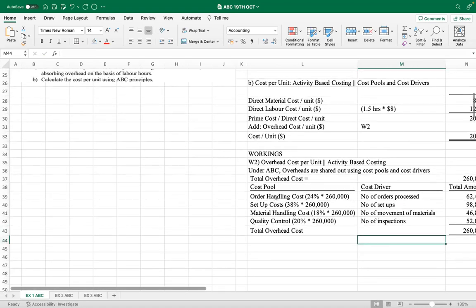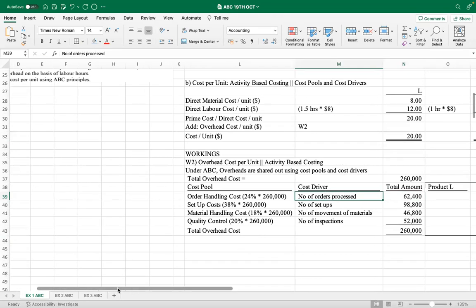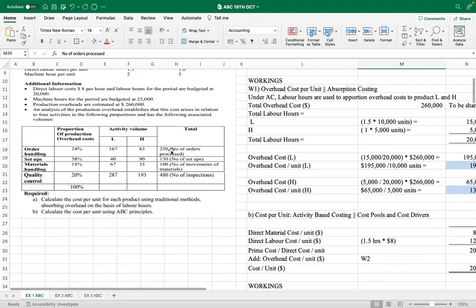So let's go back. We start with number one. Order handling cost is 62,000. We will share these 62,000 to product L and H using number of orders processed. Let's come back to the question. The number of orders processed were 250. Product L had 167 orders. Product H had 83 orders. So we share the overhead cost using this proportion, 167 and 83.